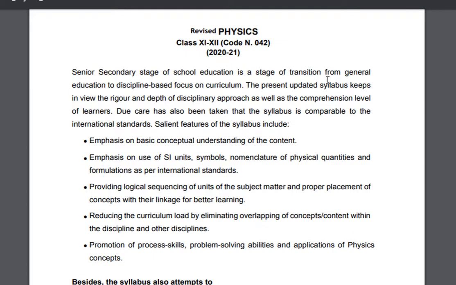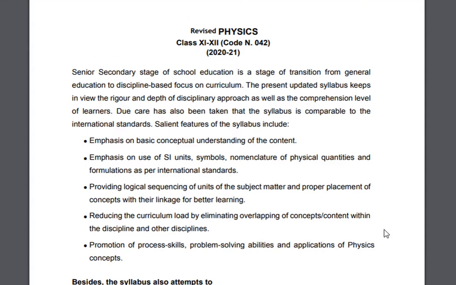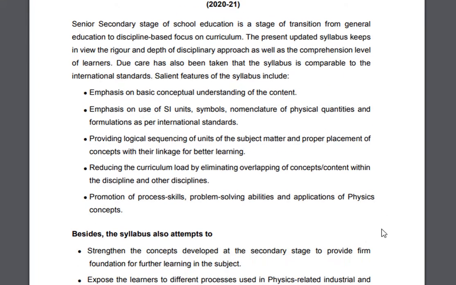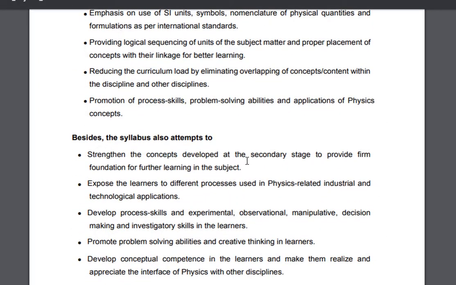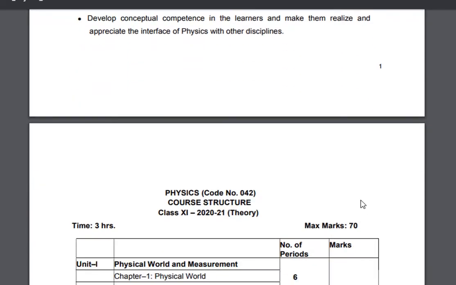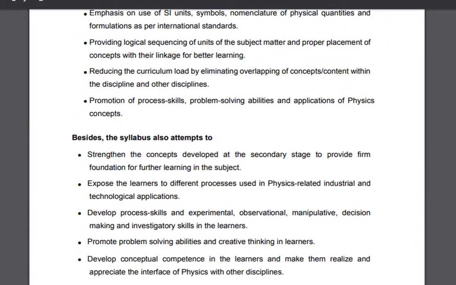So these are some regulations or guidelines which are mainly for teachers and for institutions which are following the CBSE board curriculum. So you can read these. Development processes, experiment, promoted problem solving ability. These are not important for students. So for students, what is important?